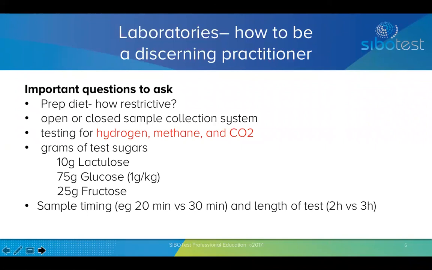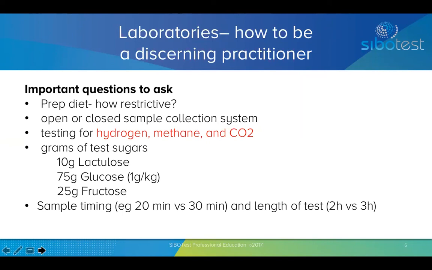With glucose, typically it's about 70 grams, 75 grams, the package that's in the test kit, and then the patient has to do a little bit of calculation to arrive at the correct grammage for their substrate. And then 25 grams of fructose is used. So ask your lab those questions.